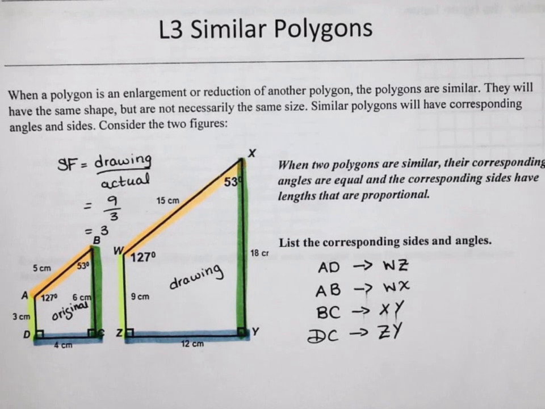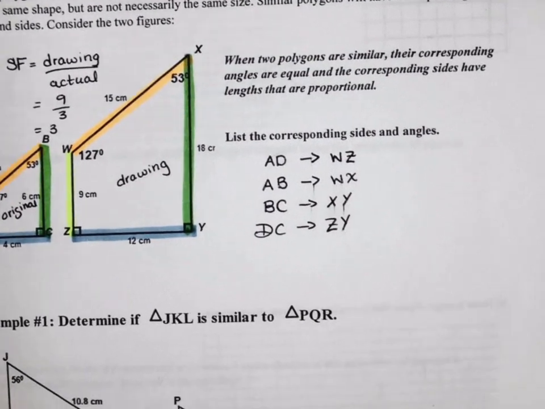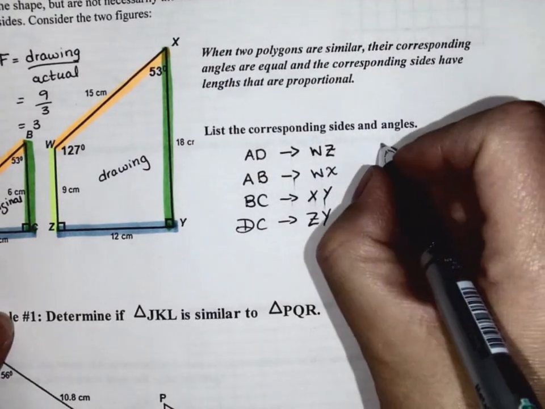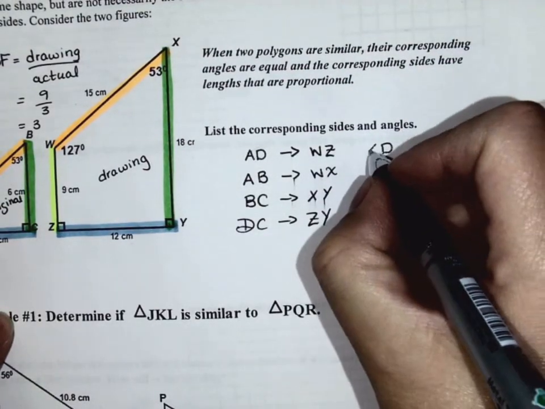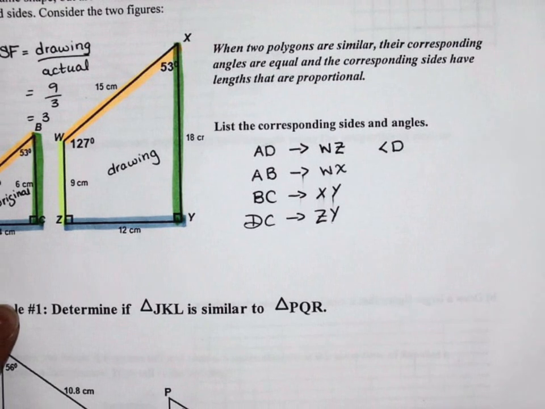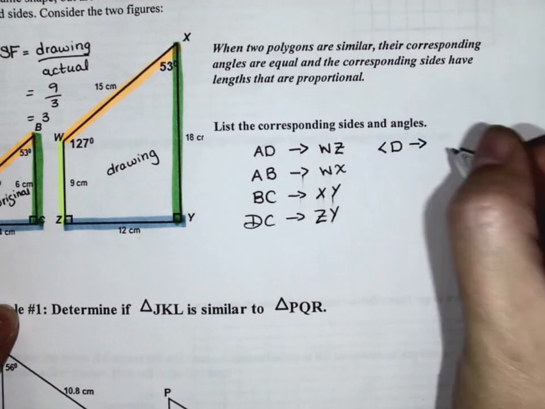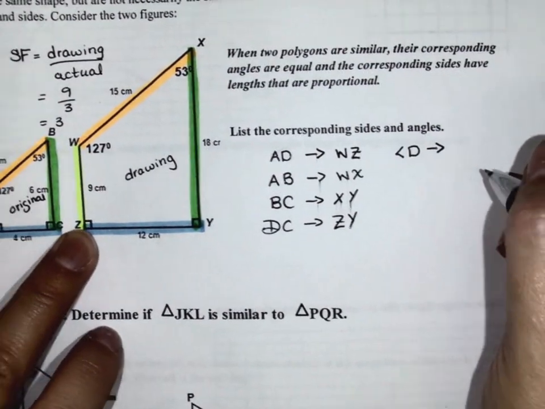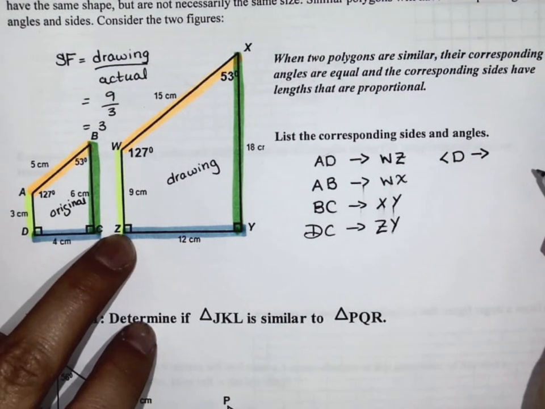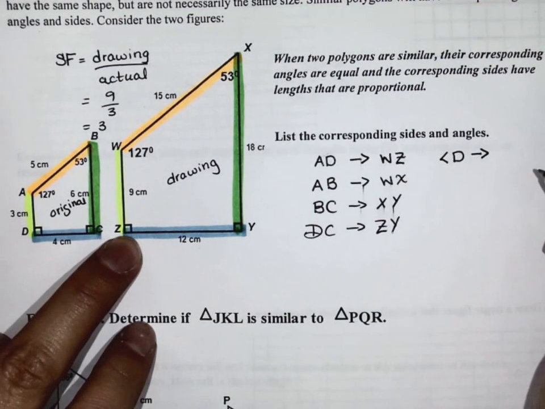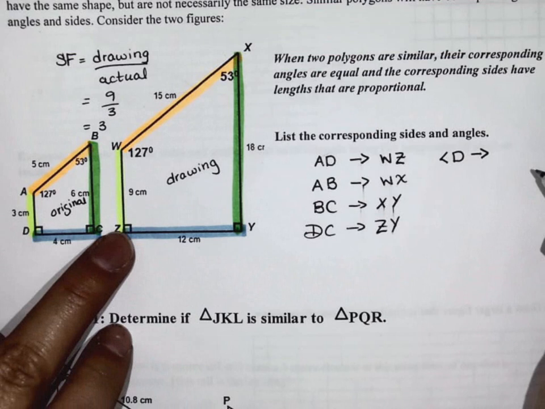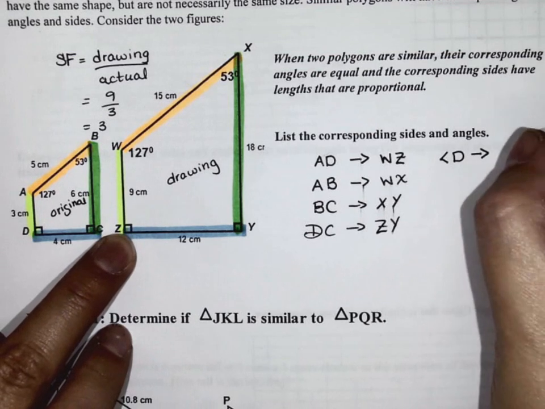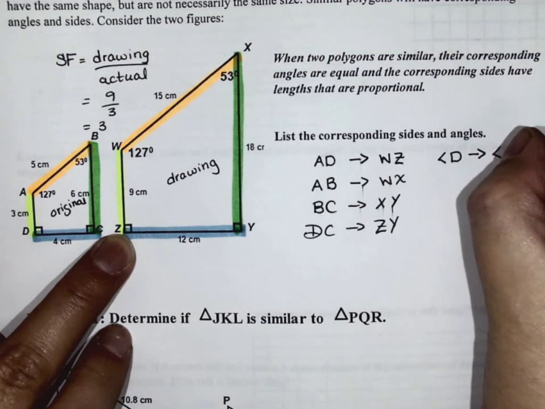Okay. So now it talks about corresponding angles. So these are our vertices. Those are the corners of the diagram, and they're represented by letters. So if we start with angle D, so I'm going to make that shape angle D, and that corresponds with what letter in the big diagram? D goes to Z. Angle Z.